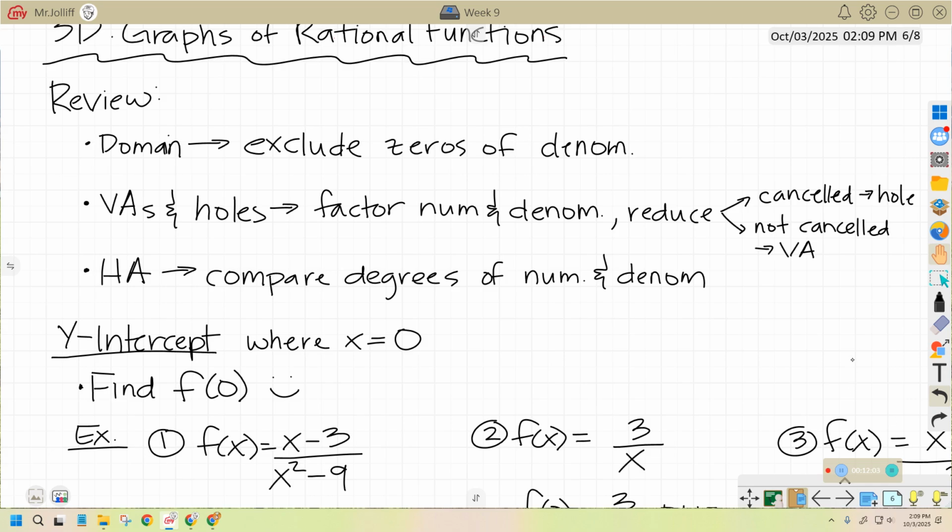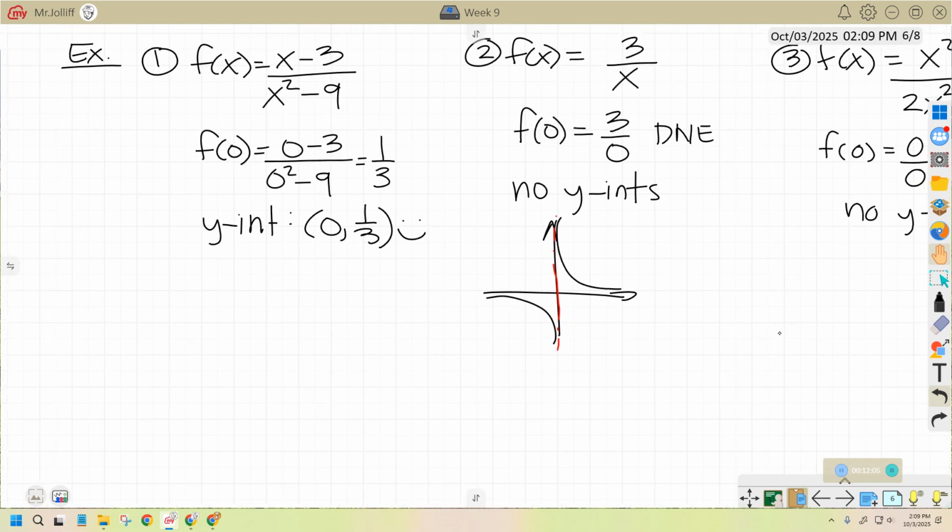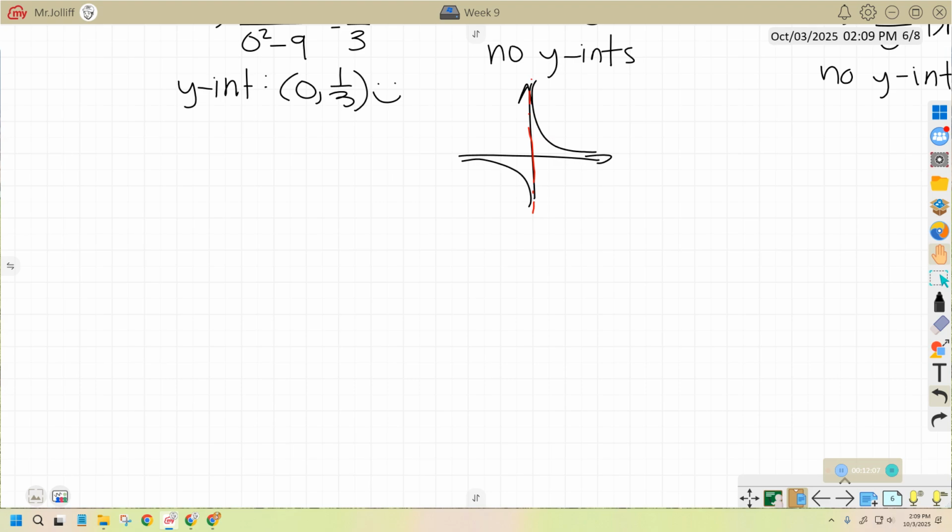Okay, last thing. Focus, children, focus.